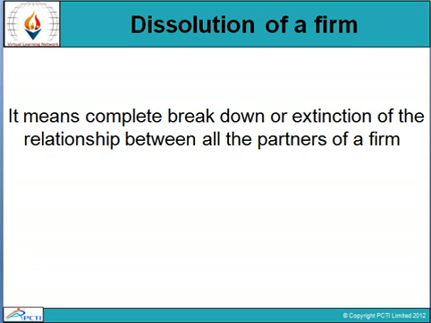Dissolution of firm means the complete breakdown or extinction of the relationship between all the partners of the firm. It means a change in the relation of the partners. Such a change is usually caused when a firm is reconstituted, that is, when a new partner is admitted or when an existing partner retires, dies, becomes insolvent or is expelled.